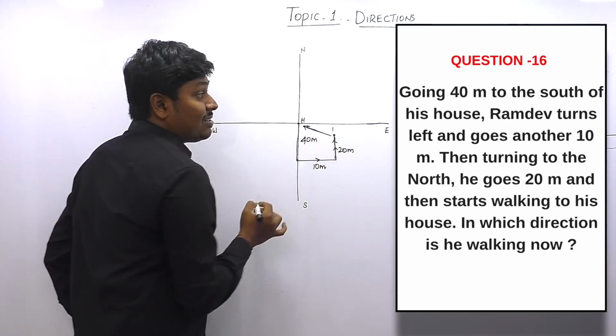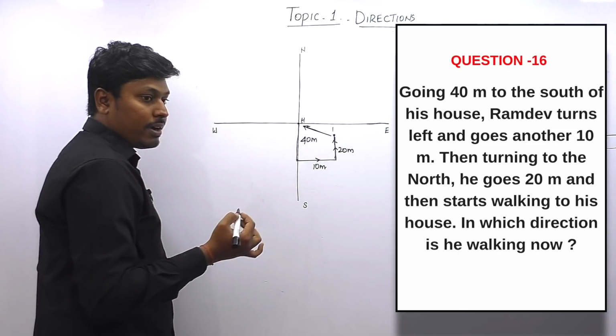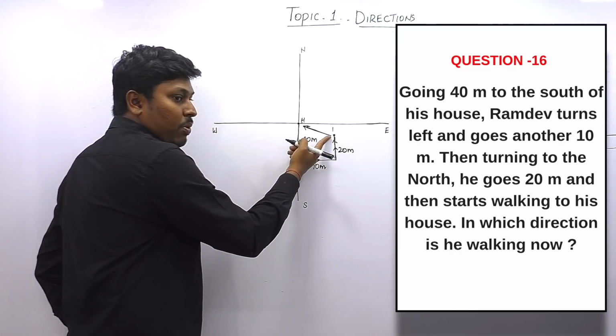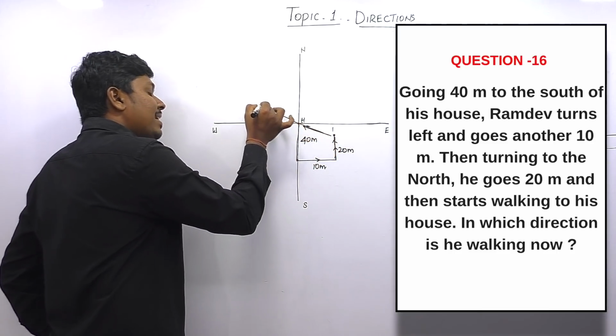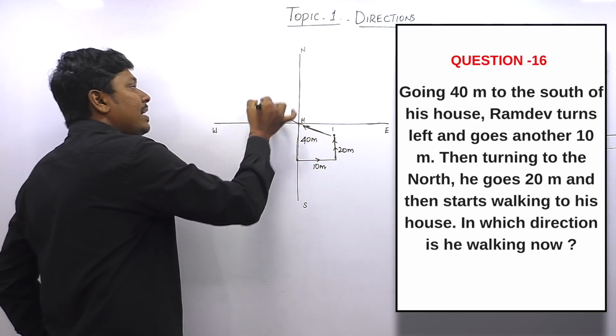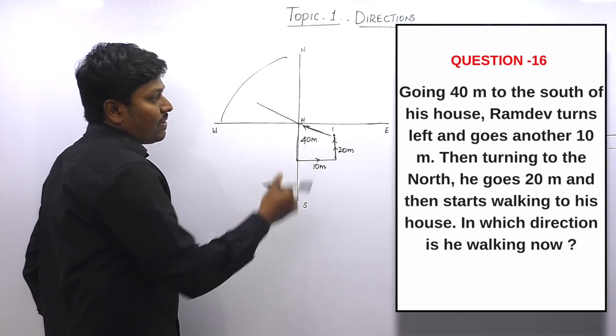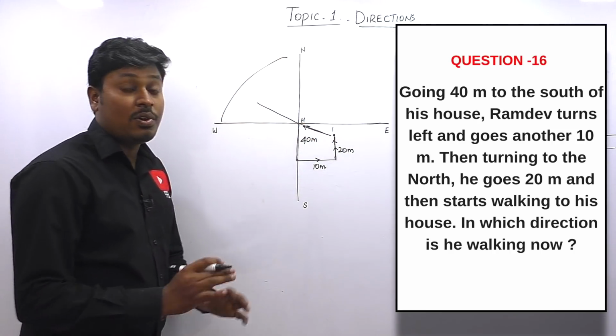And what is the question? In which direction is he walking now? Listen carefully. From this point, he is walking towards the house. So our target is to find in which direction he is walking. So he is walking in the direction of northwest. So finally the answer for question number 16 is northwest.